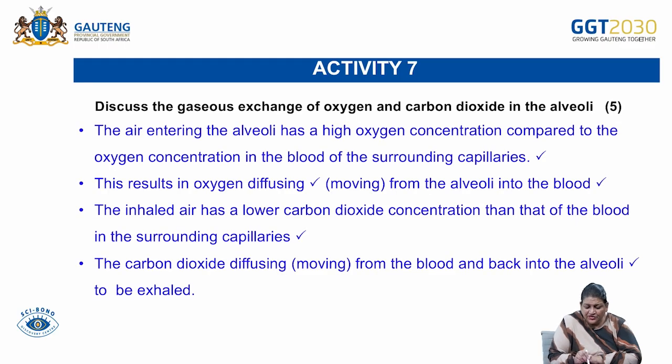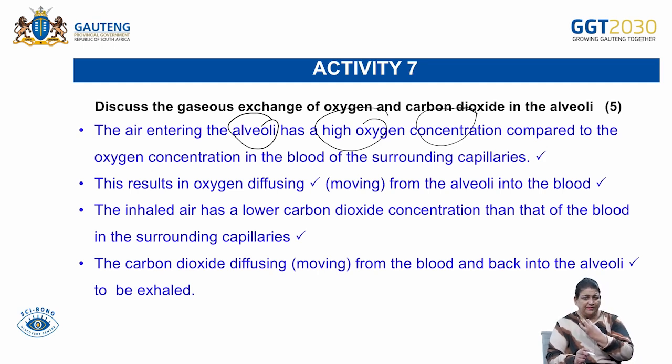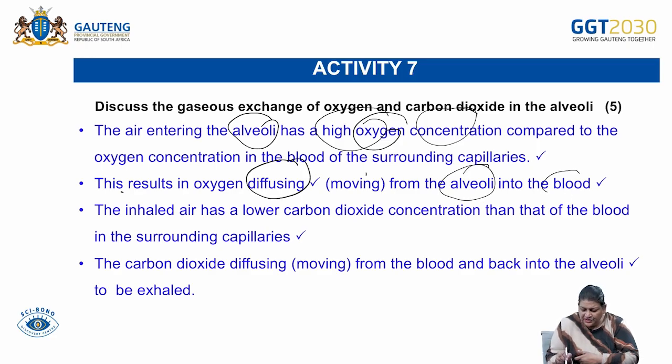That the air entering the alveoli has a high concentration of oxygen. So air that enters the alveoli from the outside has a high concentration of oxygen compared to the oxygen concentration in the blood. Because we're inhaling air with oxygen, there will be more oxygen in the lung than in our blood that's close to the lung. This results in oxygen diffusing, moving from the alveolus into the blood.